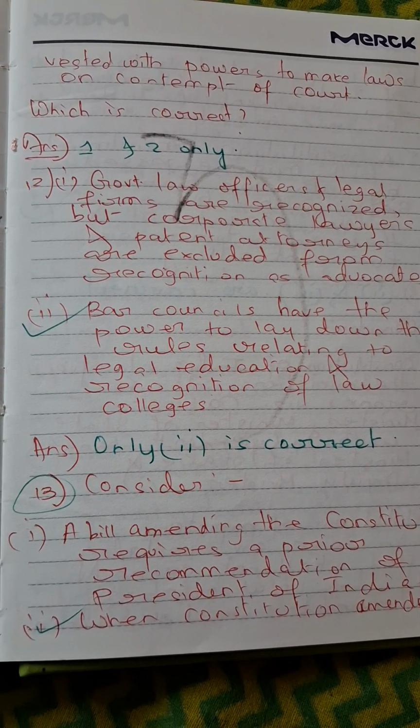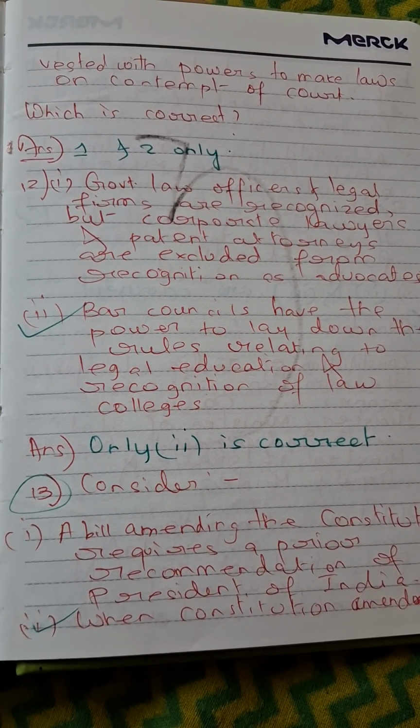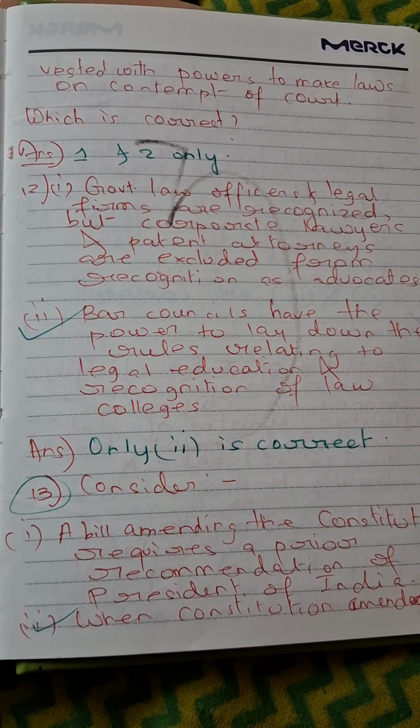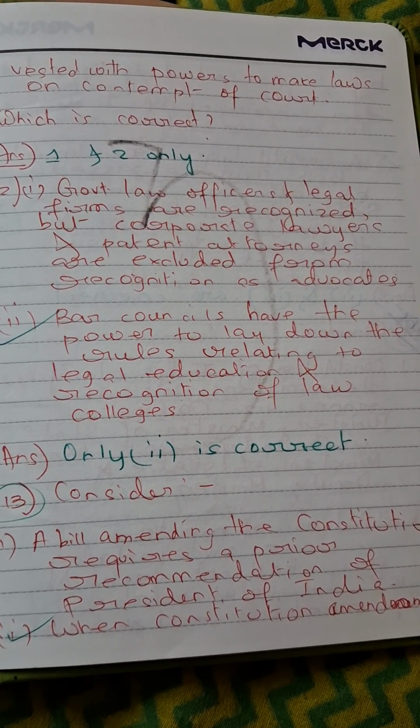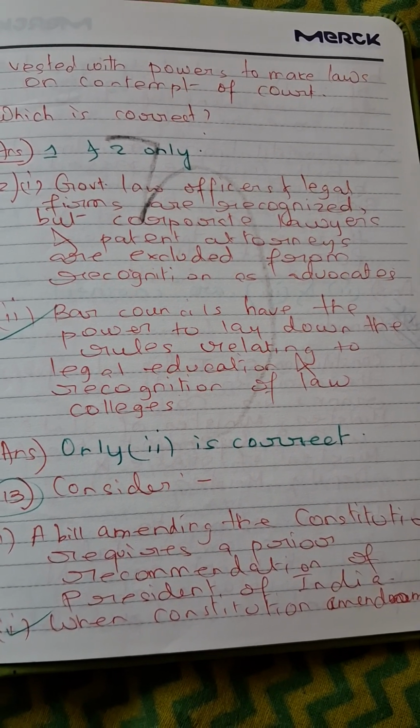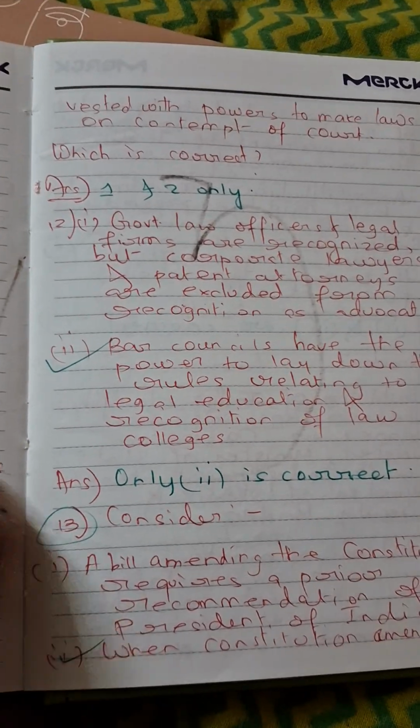Government law officers and legal firms are recognized, but corporate lawyers and patent attorneys are excluded from recognition as advocates. Bar councils have the power to lay down the rules relating to legal education and recognition of law colleges. Only the second option is correct.